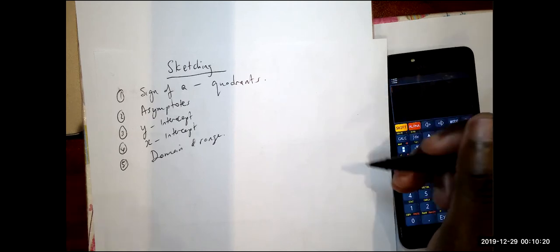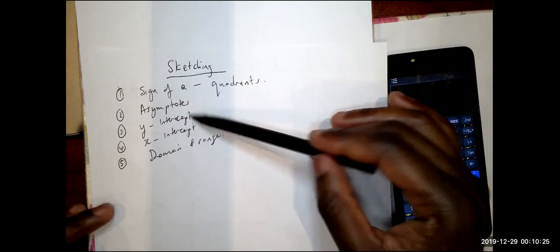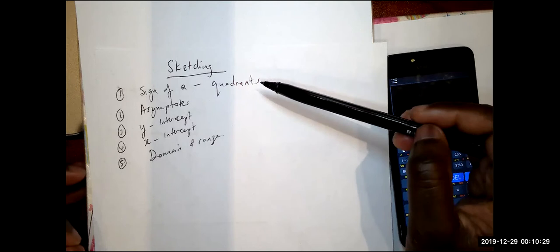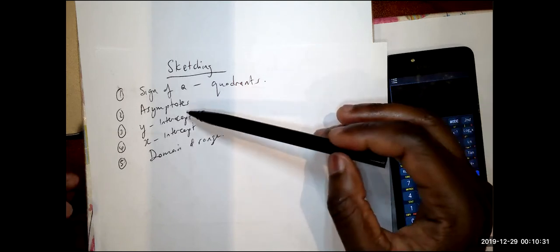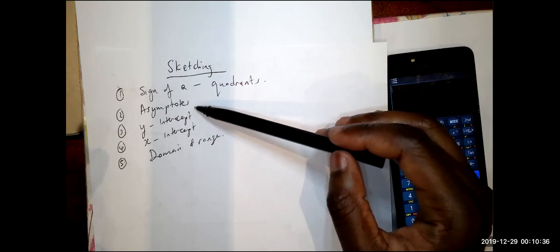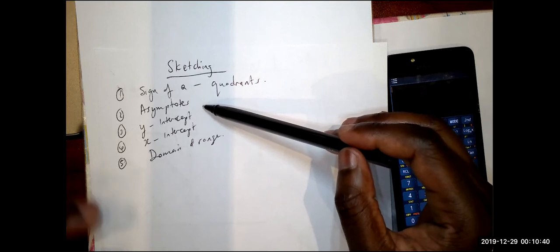Okay, so whenever you're sketching, you must remember to check the sign of A. The sign of A will determine which quadrant your graph will fall in. After that, you need to determine the asymptotes. Remember how you get the asymptotes: they are negative P and Q. Those are the asymptotes.